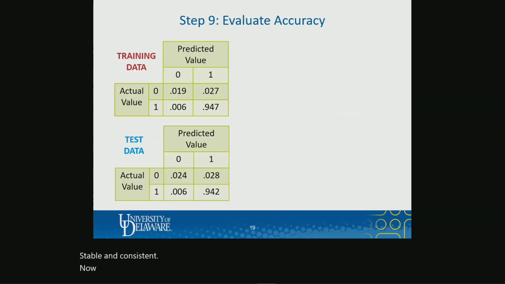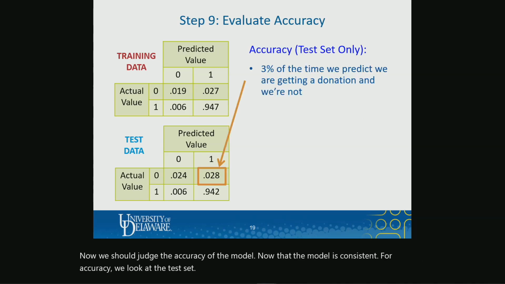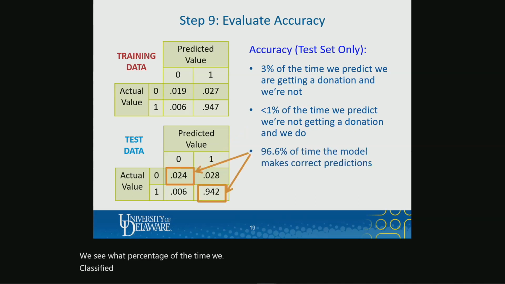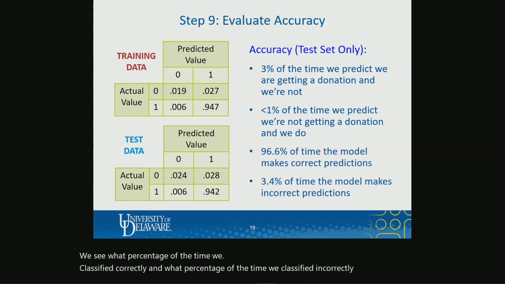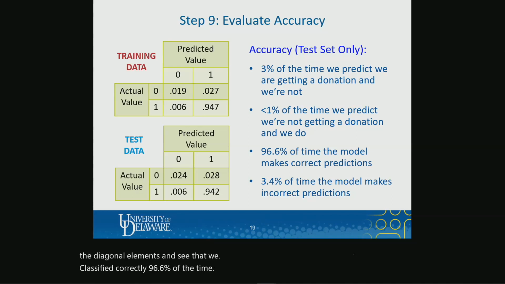Now we should judge the accuracy of the model. Now that the model is consistent, for accuracy, we look at the test set. And we see what percentage of the time we classified correctly and what percentage of the time we classified incorrectly. So you can add up diagonal elements and see that we classify correctly 96.6% of the time. And you add up the off diagonal elements and you see that we classified incorrectly 3.4% of the time.